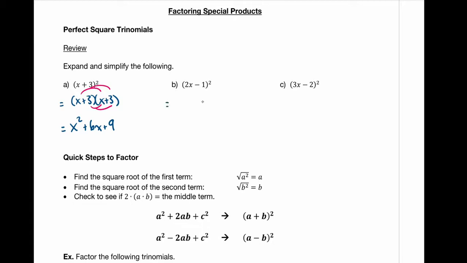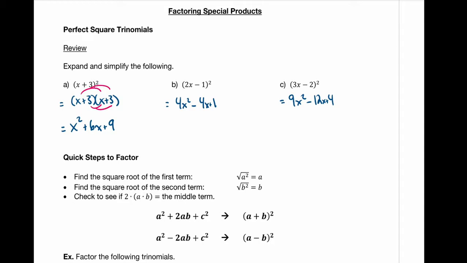So if I try the next one, just using the pattern, 4x squared, 1, and then 2x times 1 is 2x. Double that, we get 4x, and then take the sign and make it negative. And lastly, for the last one, 9x squared, we get 4 at the end. 3x times 2 is 6. Double it, it's 12. So 12x, take the sign, and it's minus. So again, that's just a quick way to expand and simplify these perfect square trinomials.